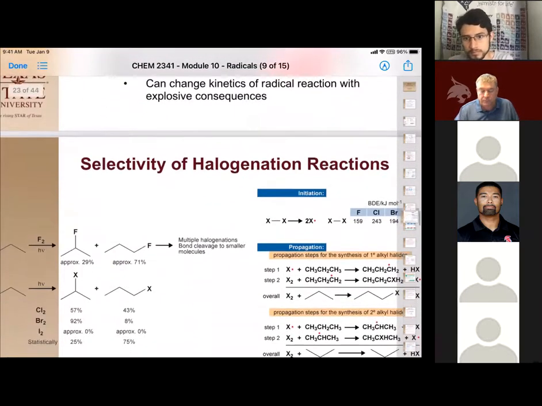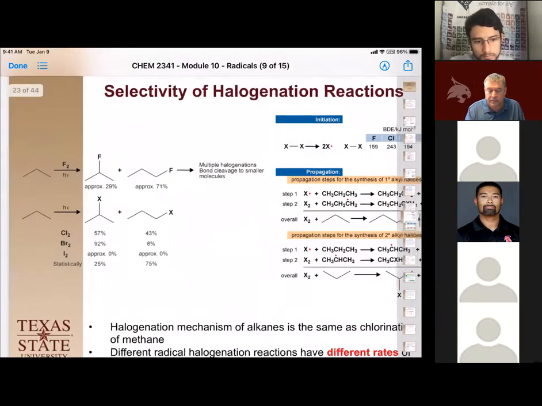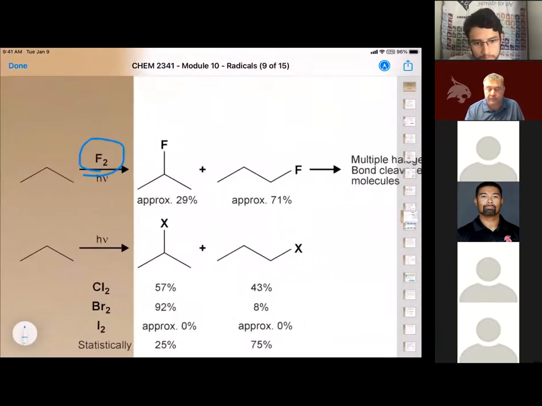Now that we know that, we can actually get some selectivity in this based on the bond dissociation energy and the bond energy formed. So let's look at that and see if we can be selective with this. We have a fluorine-fluorine bond, and we're going to hit it with UV light, and we're just going to react it with propane.